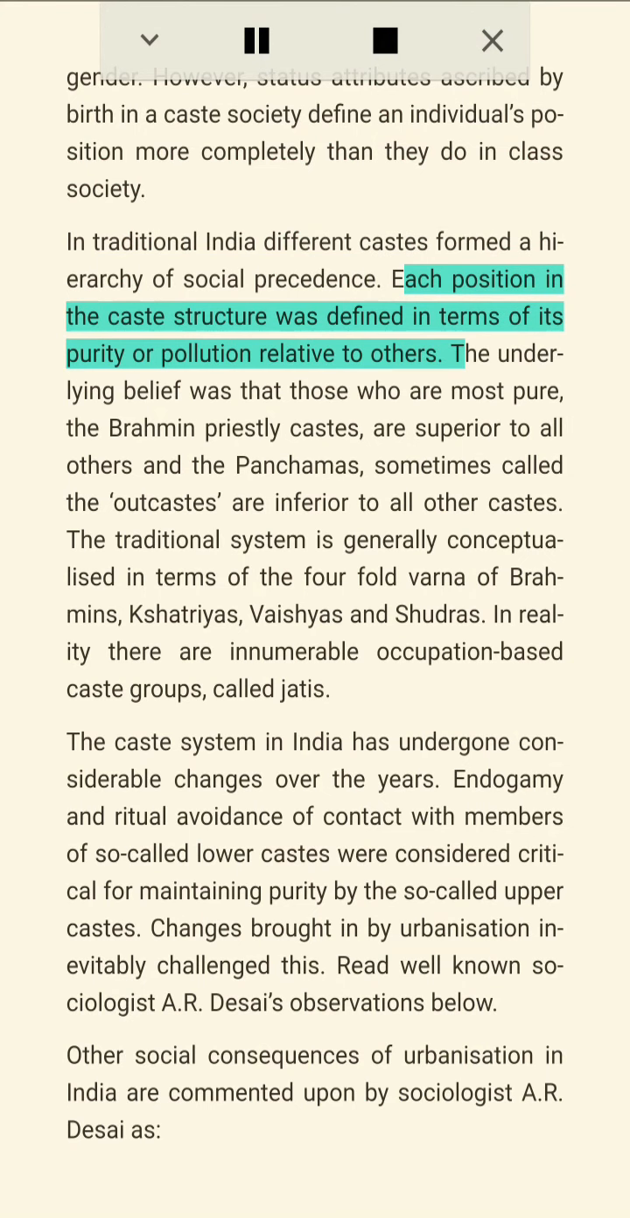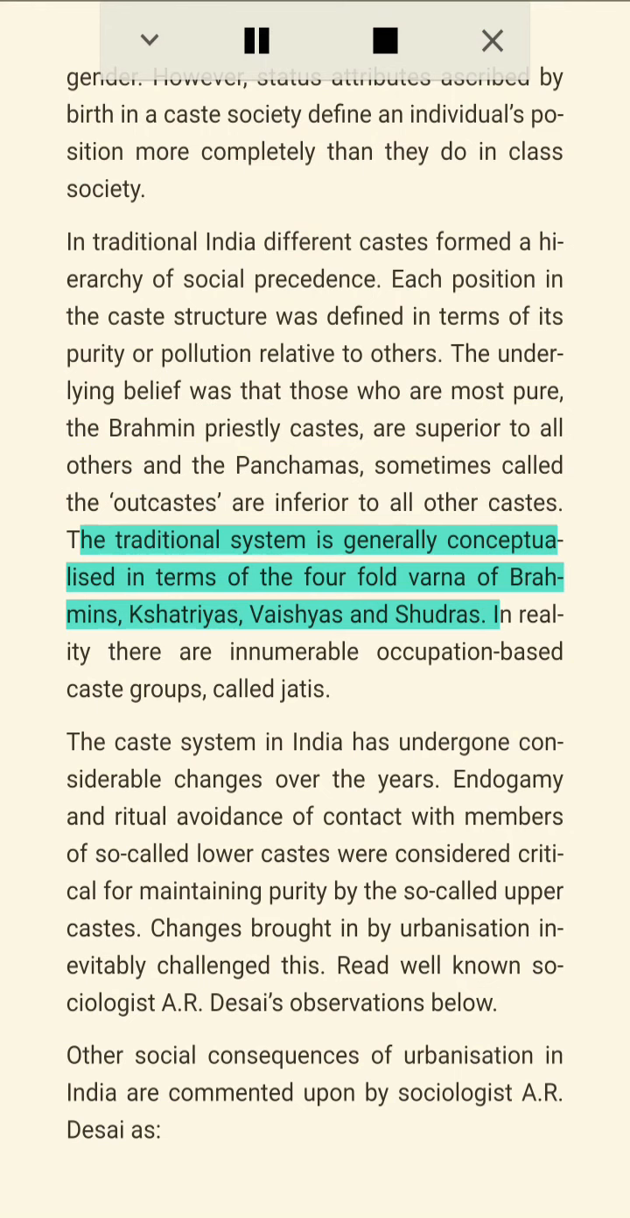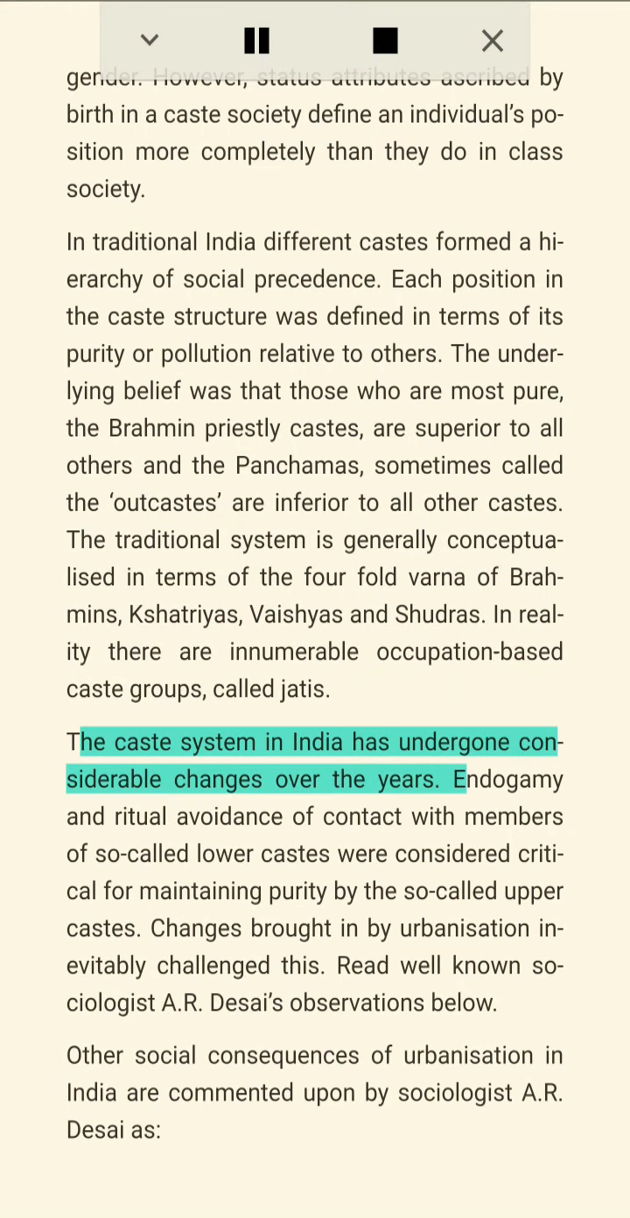Each position in the caste structure was defined in terms of its purity or pollution relative to others. The underlying belief was that those who are most pure, the Brahmin priestly castes, are superior to all others, and the Panchamas, sometimes called the outcasts, are inferior to all other castes. The traditional system is generally conceptualized in terms of the fourfold Varna of Brahmins, Kshatriyas, Vaishyas, and Shudras. In reality, there are innumerable occupation-based caste groups, called jatis.